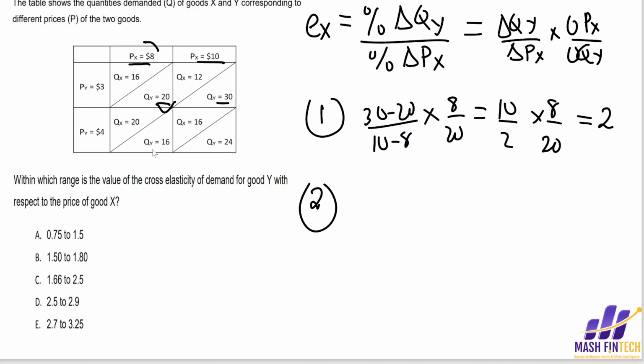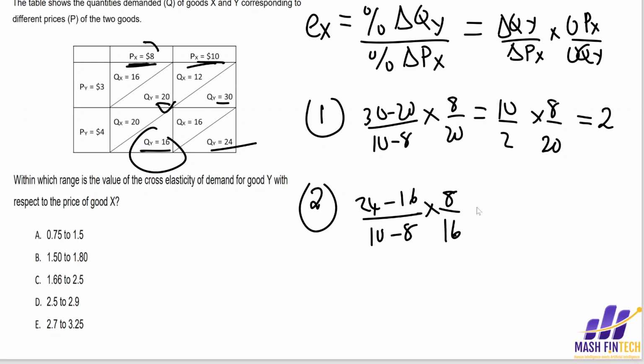Alternatively, you can take these quantities because the price is the same here. The change in price is the same. So the change in this quantity is 24 minus 16 over the change in price 10 minus 8 times original price 8, original quantity in this case 16. This is 24 minus 16, it's 8 times 8 over 2 times 16, so 64 over 32, again it equals 2. So we get the same answer. It doesn't matter which combination you use.